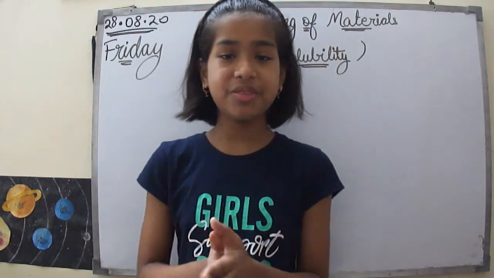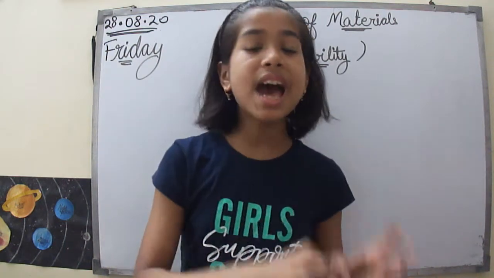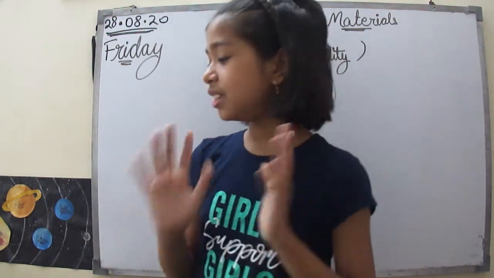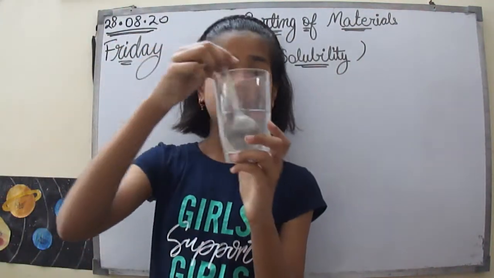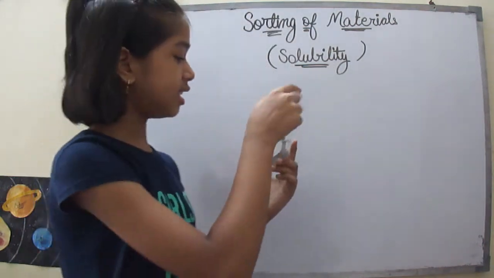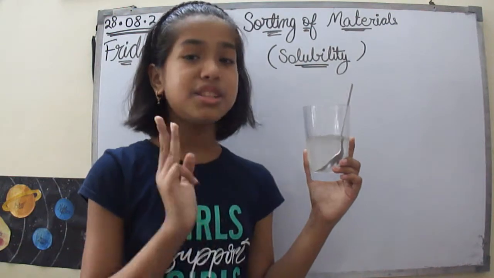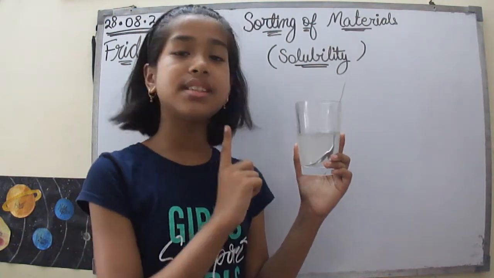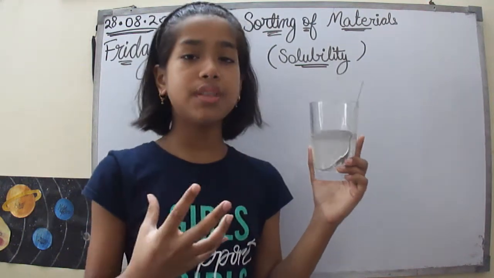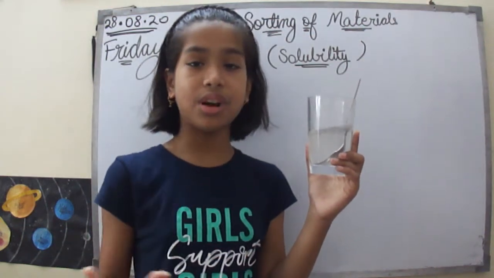What do you mean by solubility first? The solubility is the maximum amount of solute which can be dissolved in the given solvent. That simply means that if I take this glass of water with the salt dissolved in it, let's say that after 3 spoons of salt, the water stops dissolving the salt, or we can say that the salt starts settling down after the 3 spoons of salt.